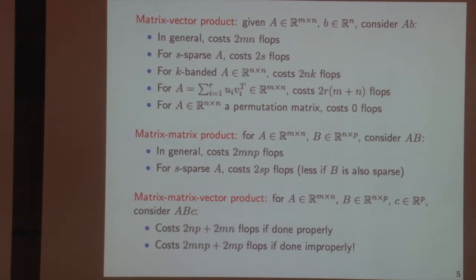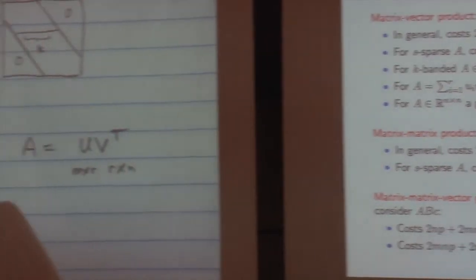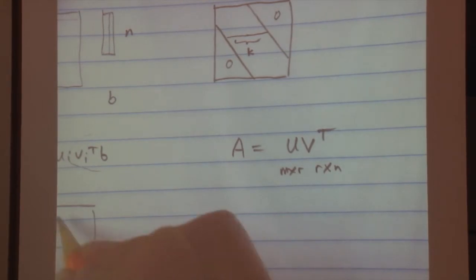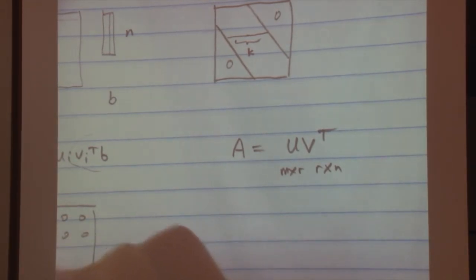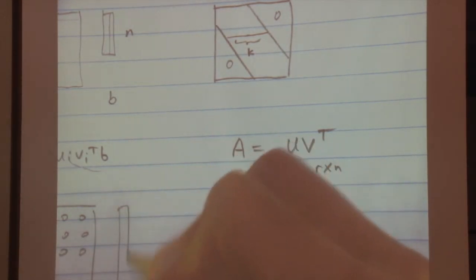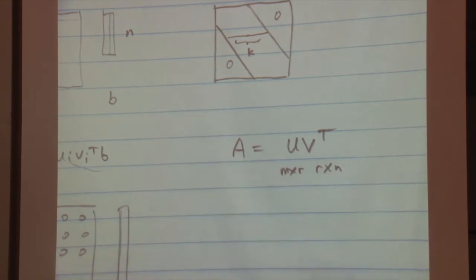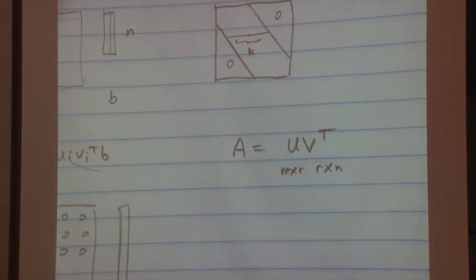A permutation matrix only has one 1 in any given row. So this is an example of a permutation matrix, something like this. And if we multiply this by a vector b, then we're just rearranging, we're permuting the elements of b, but it costs 0 flops, because we're not actually doing anything.